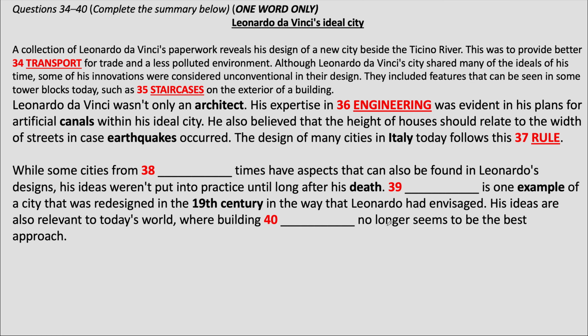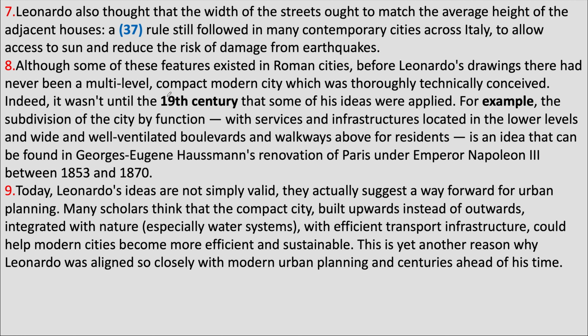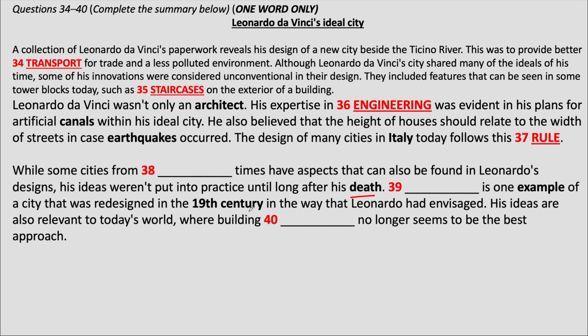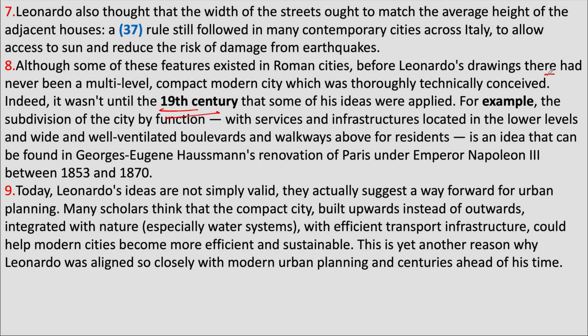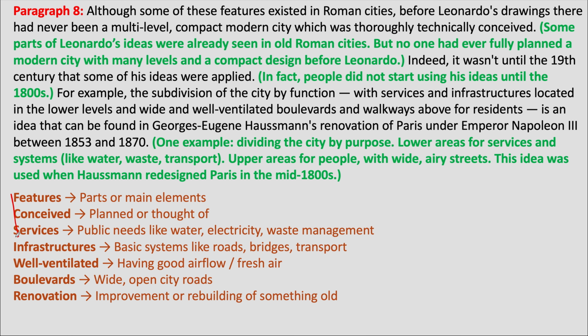Moving on to question 38. It mentions the word death. We don't see any mention of death, but after this question, 19th century is mentioned. So the answer to question 38 should be before 19th century. So we are expecting it from this sentence. These are the meanings of some words from paragraph 8, and in green color, each sentence is explained. You can come back to these if you have difficulty understanding any part.